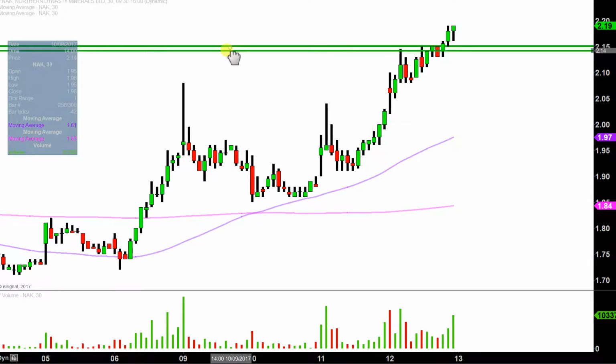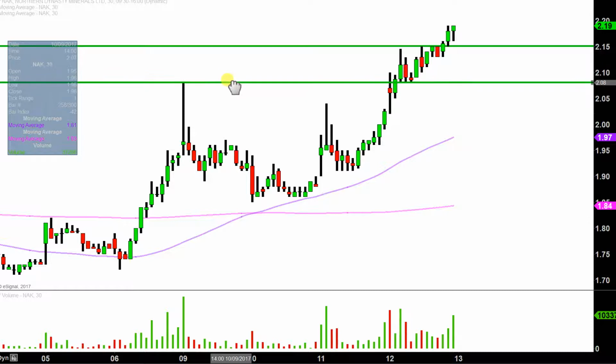Next level of support after $2.15 would be this previous breakout point, and that sits right there at $2.08. So $2.15, $2.08, two of the near term levels of support.